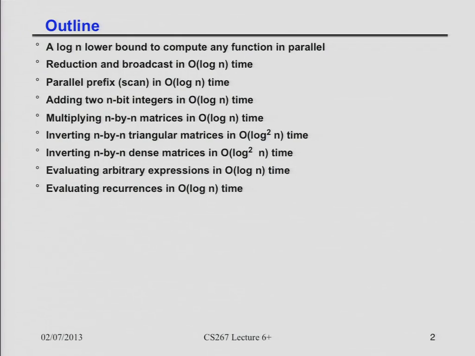Because after one time step, you can depend on at most 2 inputs. After 2 time steps, you can depend on at most 4. So it takes you log n time steps to depend on n. So the question is, what can we do usefully in log n time steps? And we had a whole long list of examples.